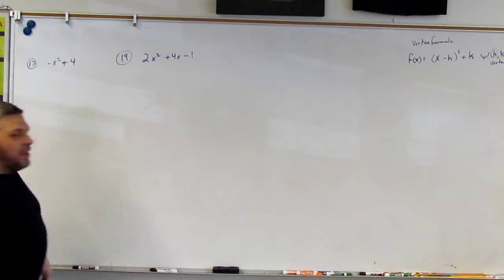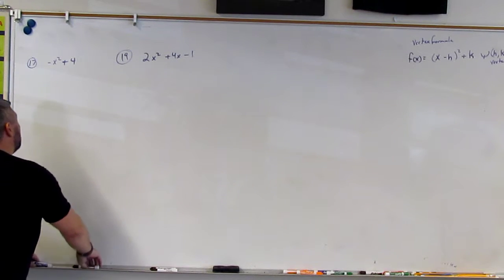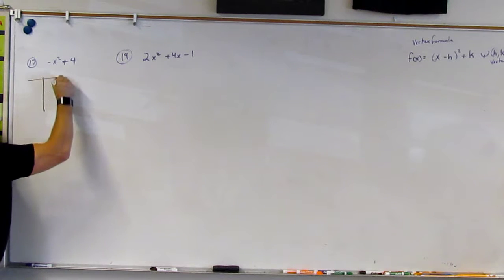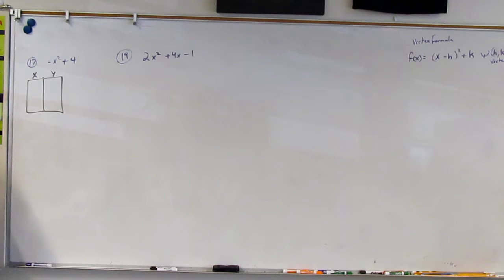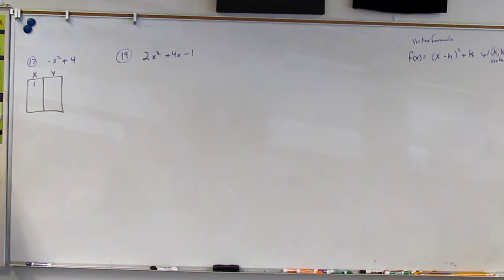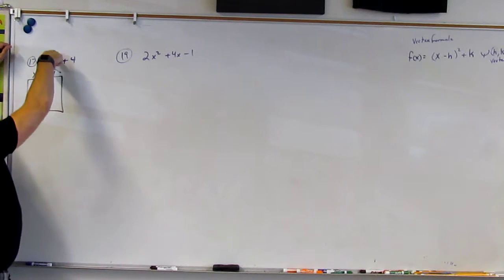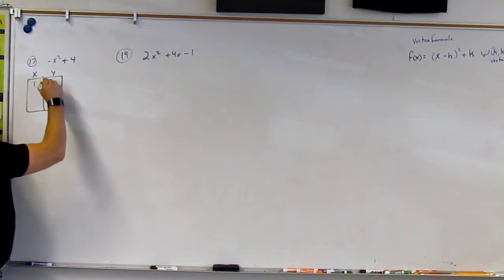Alright, 17. The way they want you to graph this is by plugging in numbers. It says by a table, right? So a table looks like this, where you have X and you have Y. Okay? So you'll plug in, let's say you plug in 1, right? What's 1 squared? 1 squared is 1. Negative 1, right? Because it becomes negative. And then negative 1 plus 4 is 3.